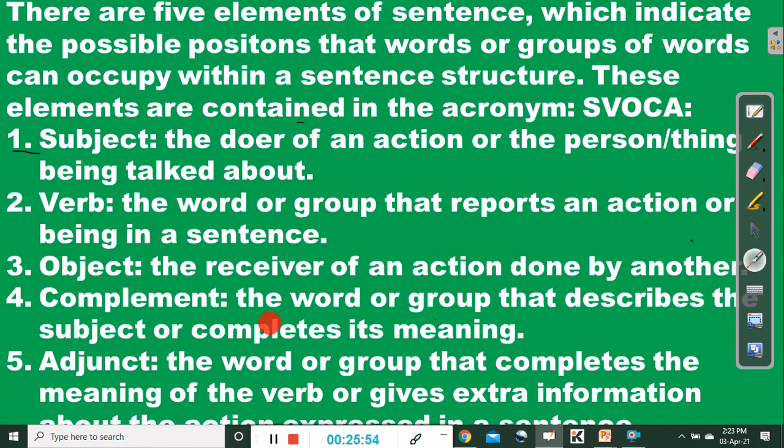Then we have a complement. A complement is a word or group of words that describes the subject or completes its meaning. For example, let's use the word Messi. If we say Messi is a footballer. Messi is a footballer.